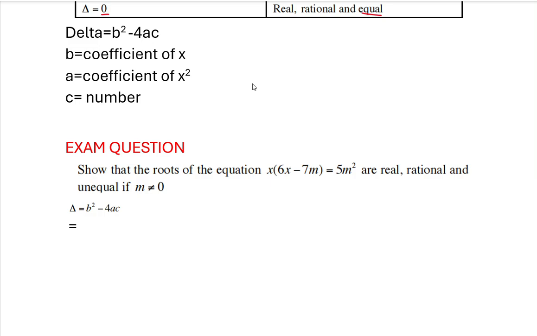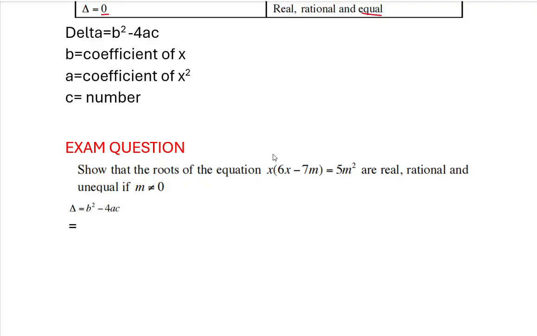Continuing with nature of roots. So this is like a question that's on another standard. So you have to be careful, but then the principles remain the same. So the question says, show that the roots of the equation given by this are real, rational, and unequal if m is not equal to 0.